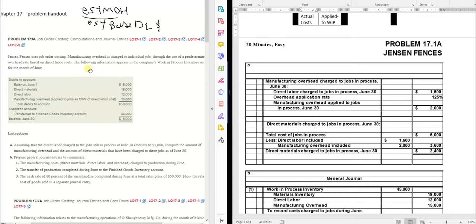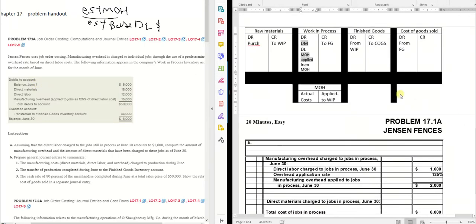Okay, so the following information appears in the work in process. So I have a balance of 5,000. So if you really think about this, I started with work in process with a debit balance of 5,000. I added direct materials of 18, direct labor of 12,000, and overhead, notice it's always applied, at 125% of direct labor costs.